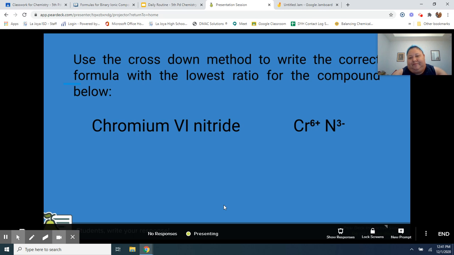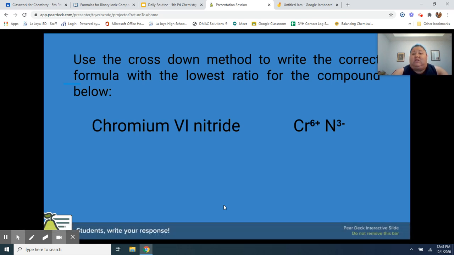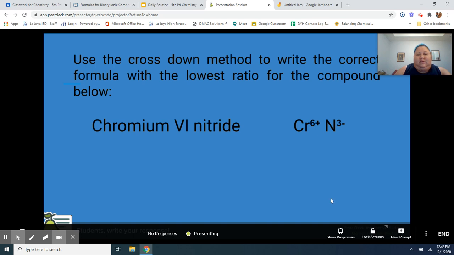What's my formula? Try it out. Okay, you did the cross down method correctly. But Oscar, can you reduce those numbers? Can you make them smaller? Can you divide 3 and 6 by a number to make the number small? Somebody raise their hand. All right. Yes. Yes, sir.